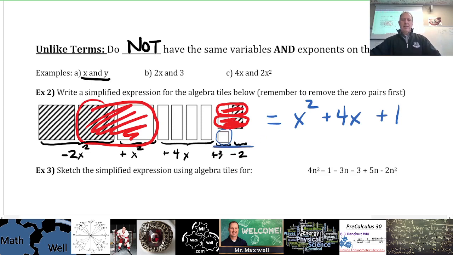And if I looked at just the algebra part of it without looking at the diagram tiles, I have negative 2x squared plus 1x squared gives me... oh, sorry, this is a negative. I forgot my negative sign there. That's a negative x squared. So negative 2 plus 1 is negative 1x squared, plus 4x. 3 minus 2 is 1. Yes, don't forget the negative sign there.